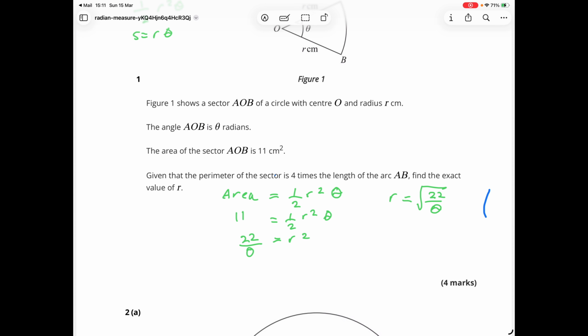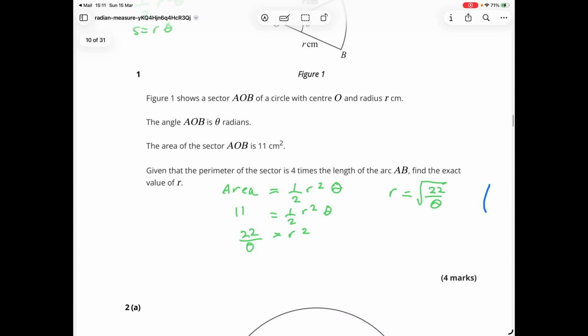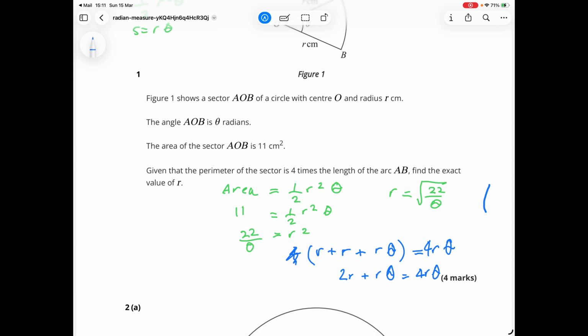the perimeter of the sector is 4 times the length of the arc. So we know that r plus r plus r theta is 4 times the length of AB, which is r theta. That equals 4 times that. So that's 2r plus r theta equals 4r theta.